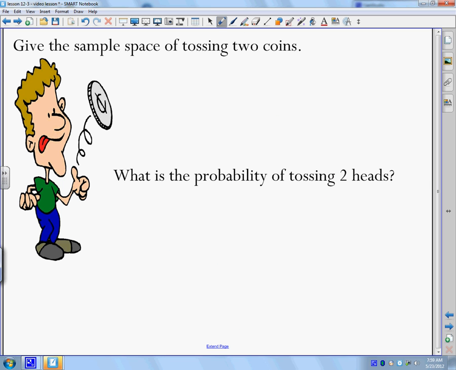Next it says, give the sample space of tossing 2 coins. So here's my first coin. I'm going to pick it up off the table and I could get heads or tails. So I'm going to write those two options out, heads or tails.